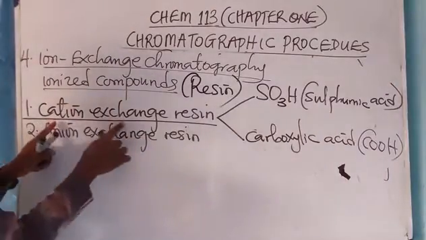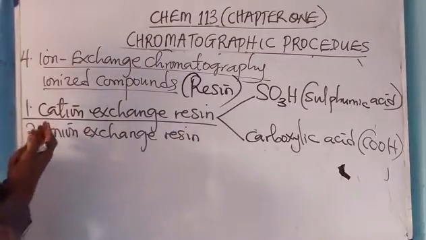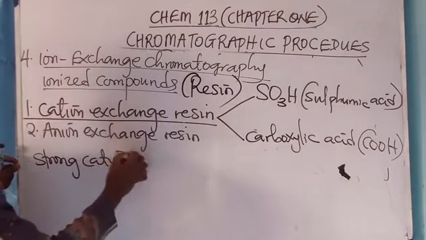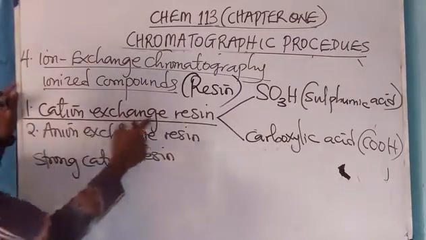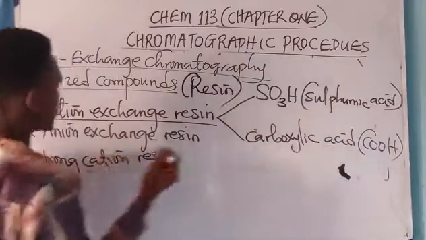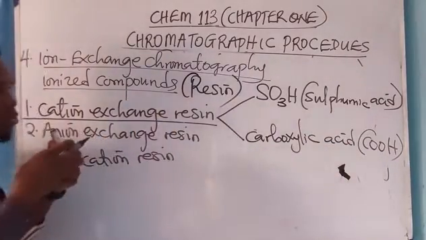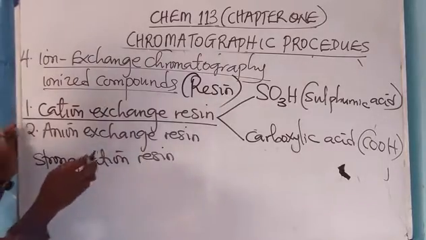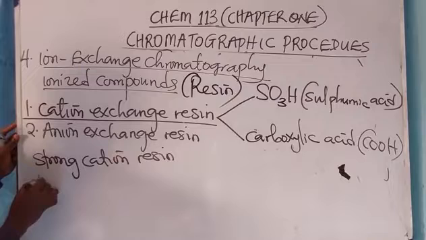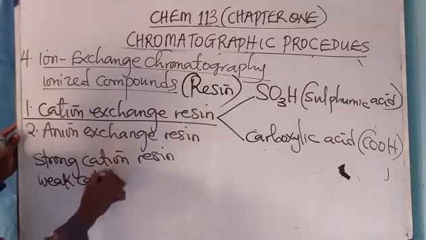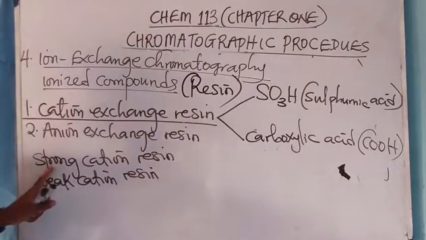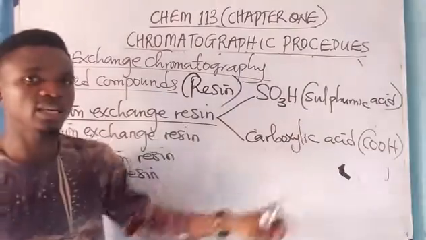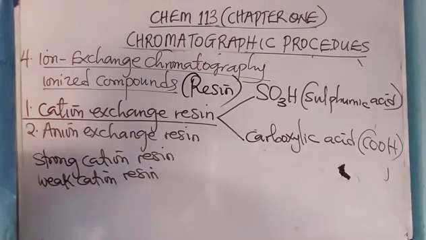Now, when the cation exchange resin is covalently bonded to the sulfonic group, it's called a strong cation resin. But when it is linked to the carboxylic acid, it is called weak cation resin. You can see that it's strong cation resin to sulfonic acid, weak cation resin to carboxylic acid.